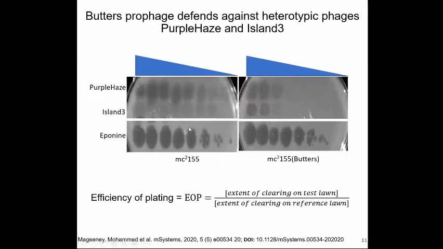Eponin, you can see there is no effect on eponin. It can infect efficiently. We can do some math. For example, compare the extent of clearing on this lawn and compare it to the extent of clearing here. The ratio is what gives us the efficiency of plating, the EOP. When the efficiency of plating is 1, like if you compare for eponin, then it means there is no defense. But when you compare the extent here to the extent here, you will get a value less than 1. Understand? So for example, 1, 2, 3 over 8 is less than 1, and that shows that is defense. But these are in terms of orders of magnitude.